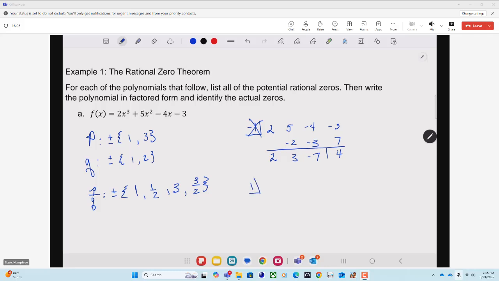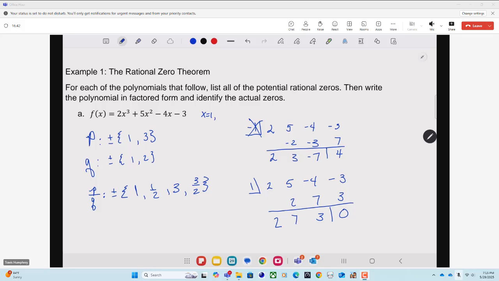So the next one on my list would be 1. 1 times 2 is 2, 5 plus 2 is 7, 1 times 7 is 7, -4 plus 7 is 3, 1 times 3 is 3, and there we go. We got a 0. So we know that 1 is a factor. So we can go ahead and say x equals 1 is one of our factors.